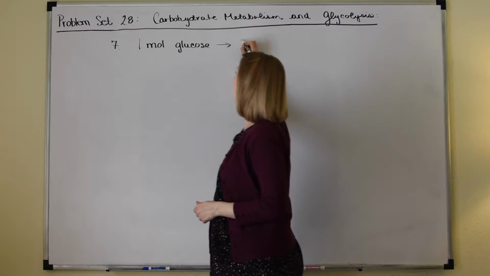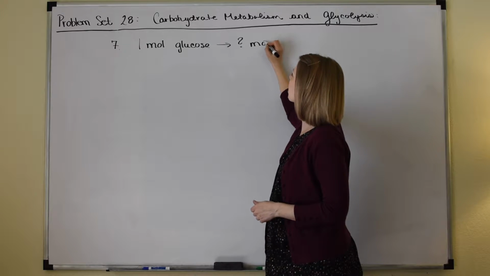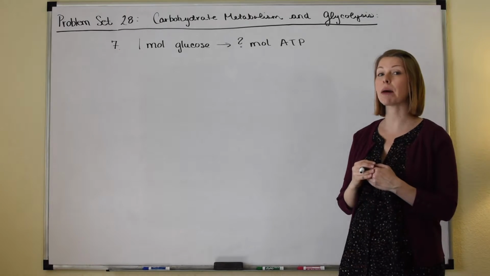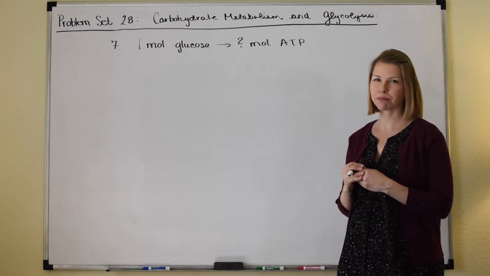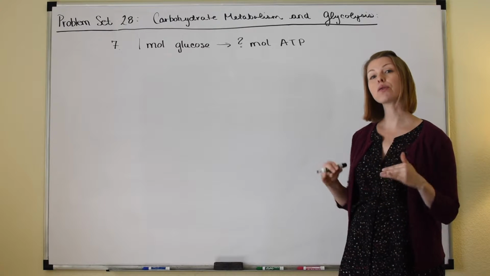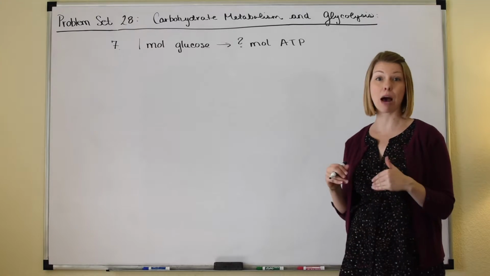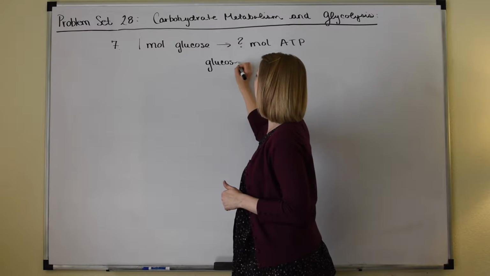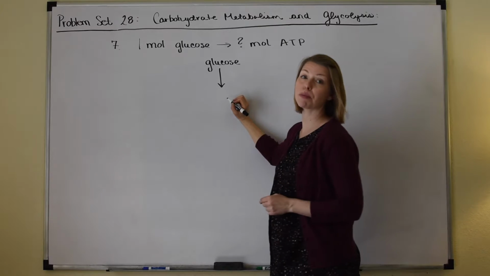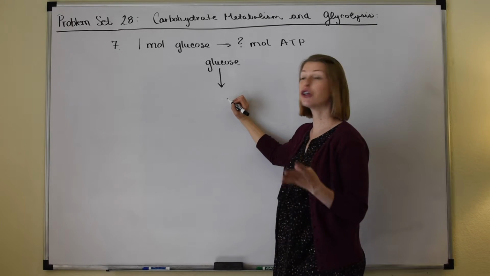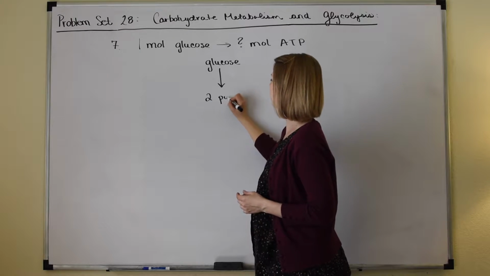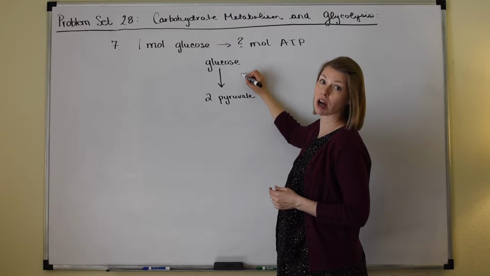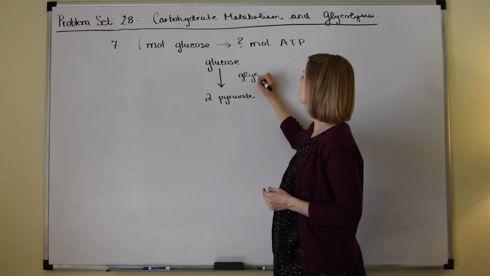The question is, how many moles of ATP are you going to get from the complete catabolism of 1 mole of glucose? So it's good to think through the whole process of glucose catabolism. We know that glucose is first going to be broken down into 2 molecules of pyruvate, and that happens in the 10-step process known as glycolysis.